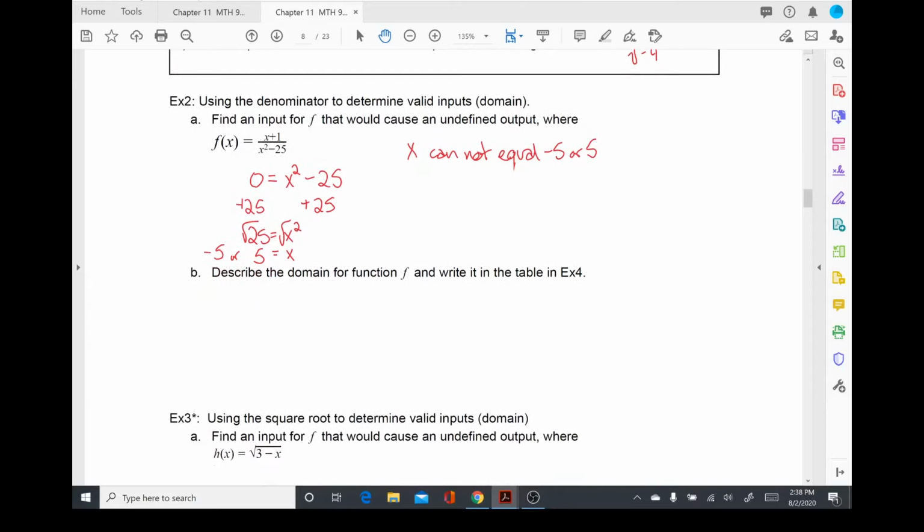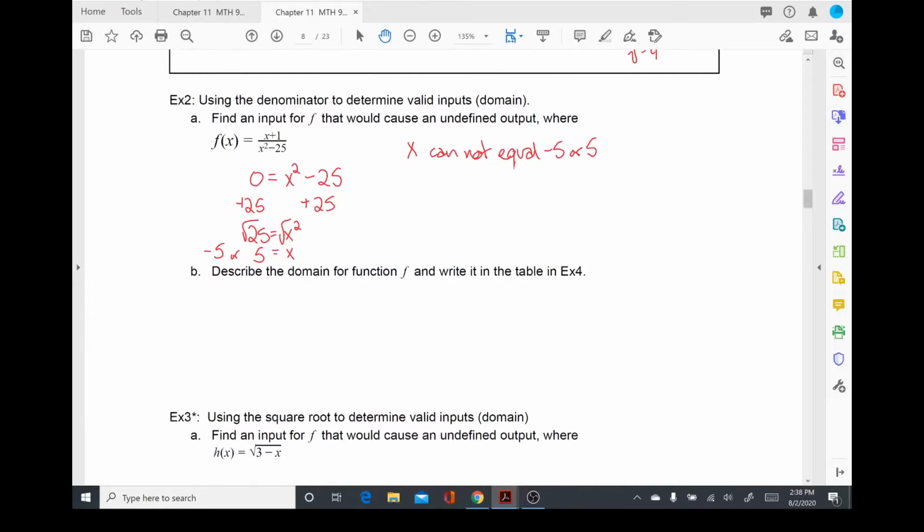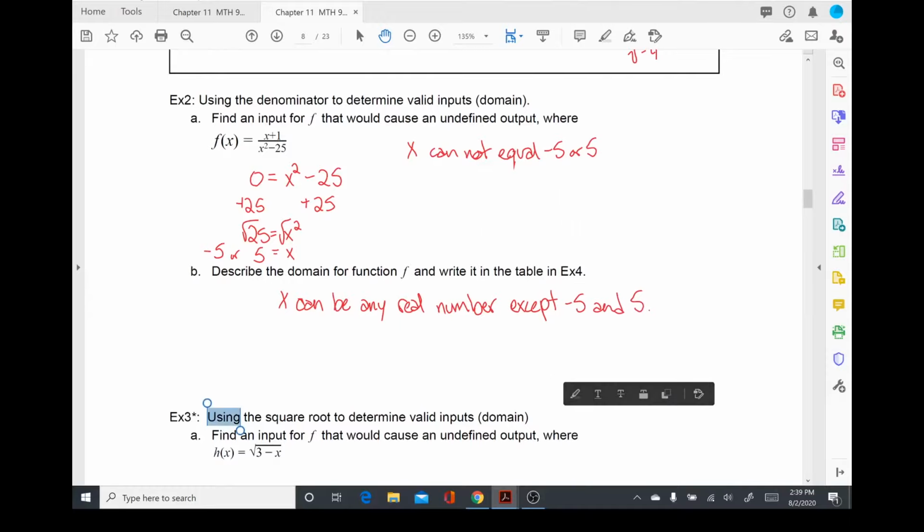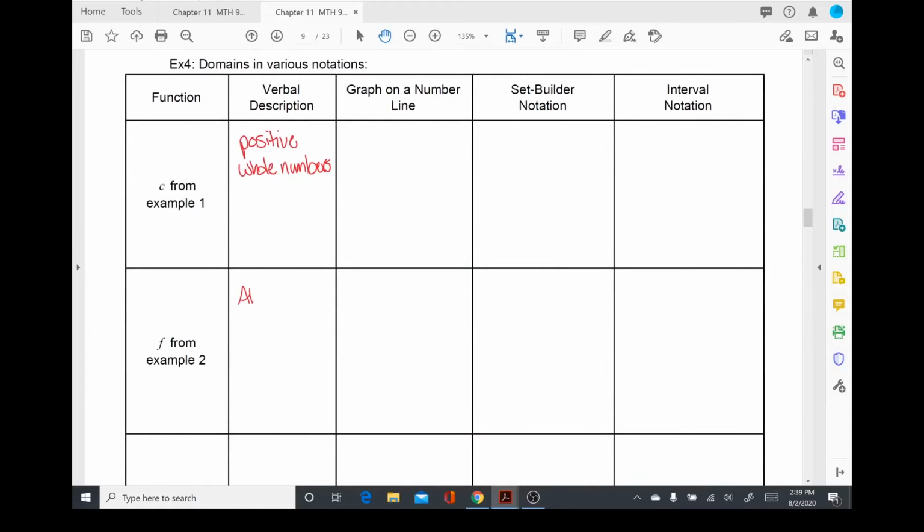What we're going to do is describe the domain for its function and then write that description in that table from before. So x can be any number, I'll say any real number, except -5 and 5. All right, so take that description and we'll put it in that chart from before. All real numbers, but x cannot equal 5 or -5.